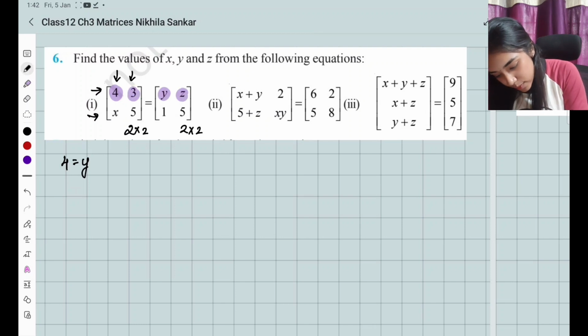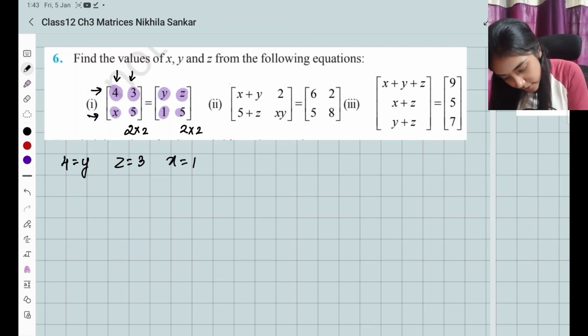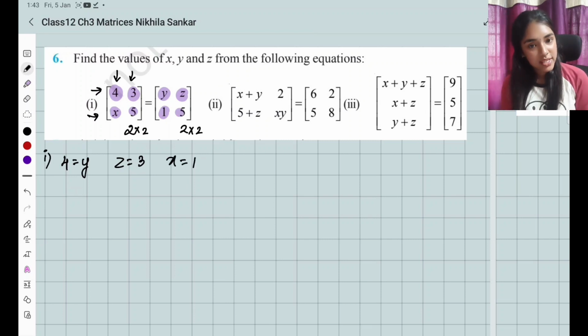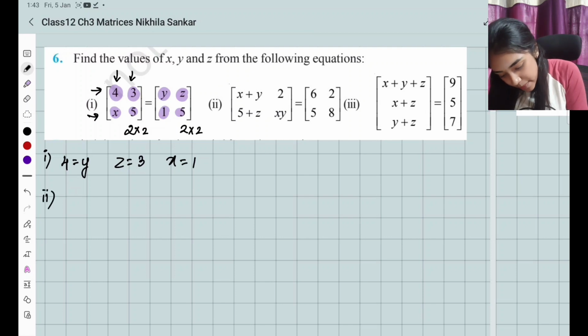Then, z equals 3. Then, x equals 1, 5 equals 5. So, I have x equals 1. In the first subsection, we have found out the values of x, y, z. Very, very simple. Okay. Now the second subsection.